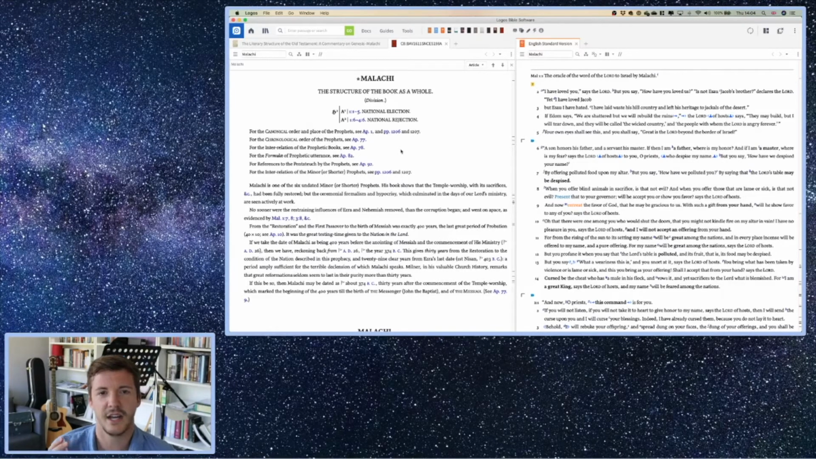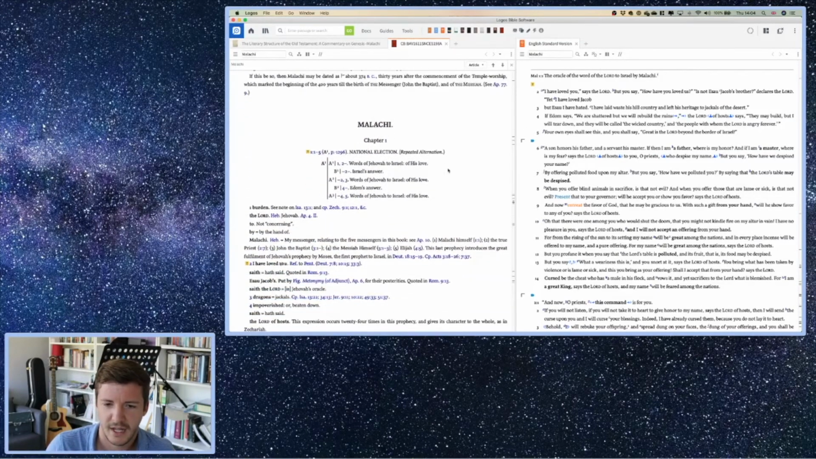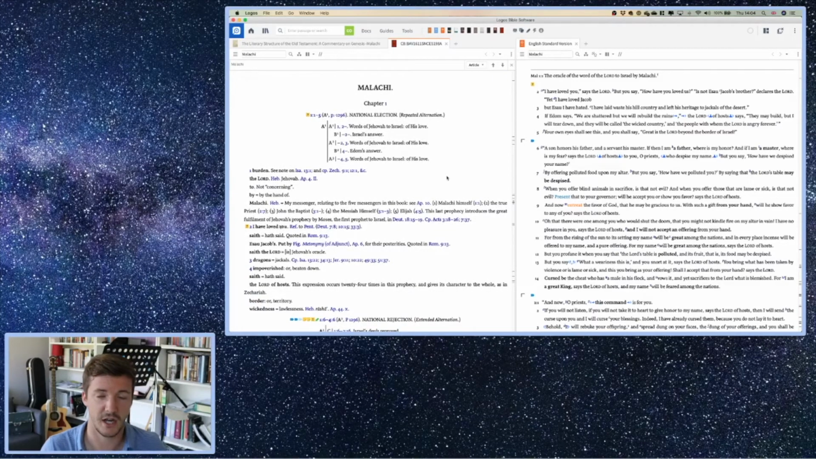Bullinger has an idea for the structure, and you can see that there. The structure is a two-parter. The first 5 verses are about national election, and the last section of the book, national rejection. Quite a different take to what Dorsey was saying, isn't it? So already we've got which one are you going to follow more? As you work your way through, just like Dorsey's book, you get different ideas about the structure that's at play.